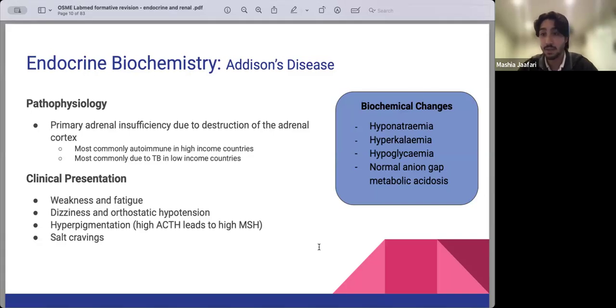And you also get salt cravings because obviously you're not reabsorbing enough salt. Because remember, we said this is total destruction of the adrenal cortex. So you lose cortisol and you're also losing aldosterone. So you're not having the effect of aldosterone on the kidney that allows retention of sodium, loss of potassium. So you get hyponatremia and hyperkalemia. You get hypoglycemia because you lose your cortisol, which causes increase in blood sugar. And you also get metabolic acidosis because you get decreased loss of protons. Because remember, just like sodium is exchanged for potassium, it can also be exchanged for protons. So if you have less of that exchange, you are retaining more protons and you get a metabolic acidosis.